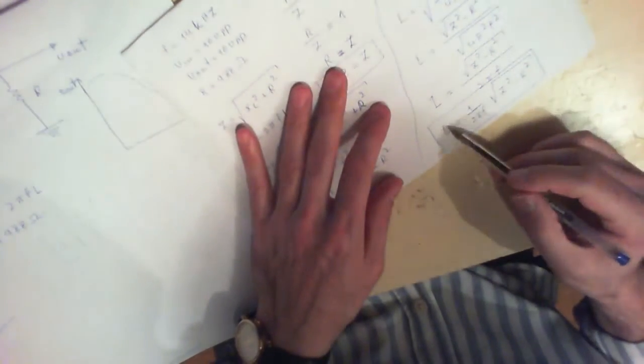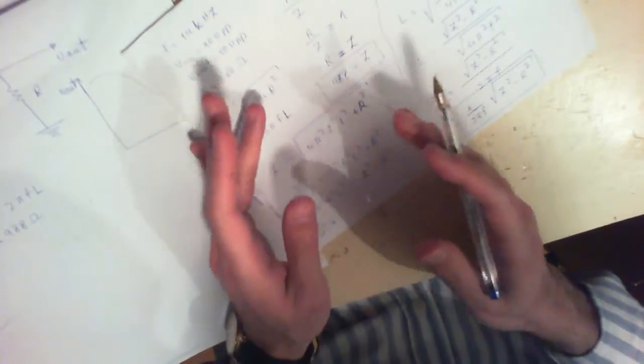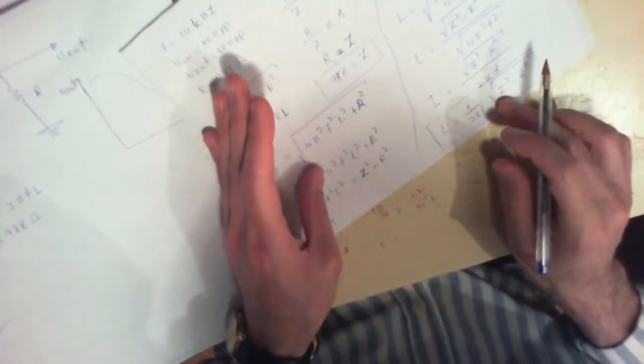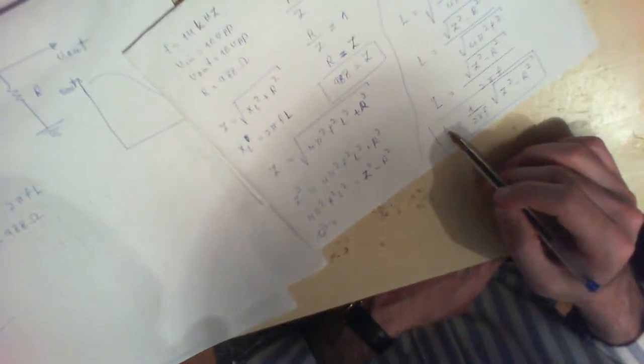So you can use this formula if you know that the input and output voltages are equal. Then you can use this formula to calculate the value of the inductance of your inductor.